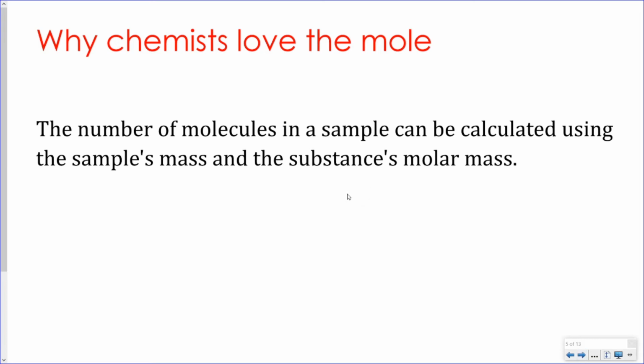And this is why we love doing that. This may sound confusing at first, but we love the mole because the number of molecules in a sample can be calculated using the sample's mass and the substance's molar mass. So we don't usually talk about 1, 2, 10, 100 atoms. We talk about 1, 2, 10, 100 grams of a substance. So we're talking about many more than just atoms. We're talking about moles of atoms.